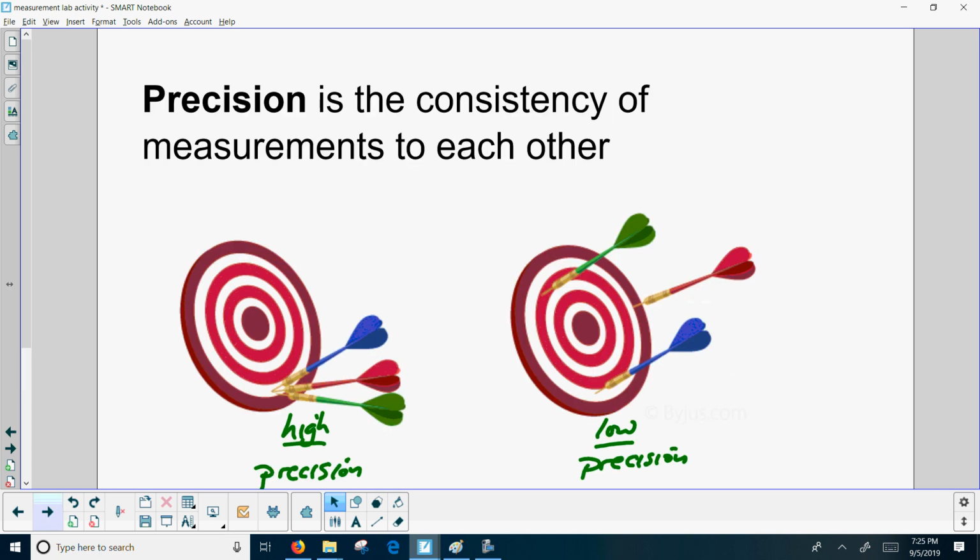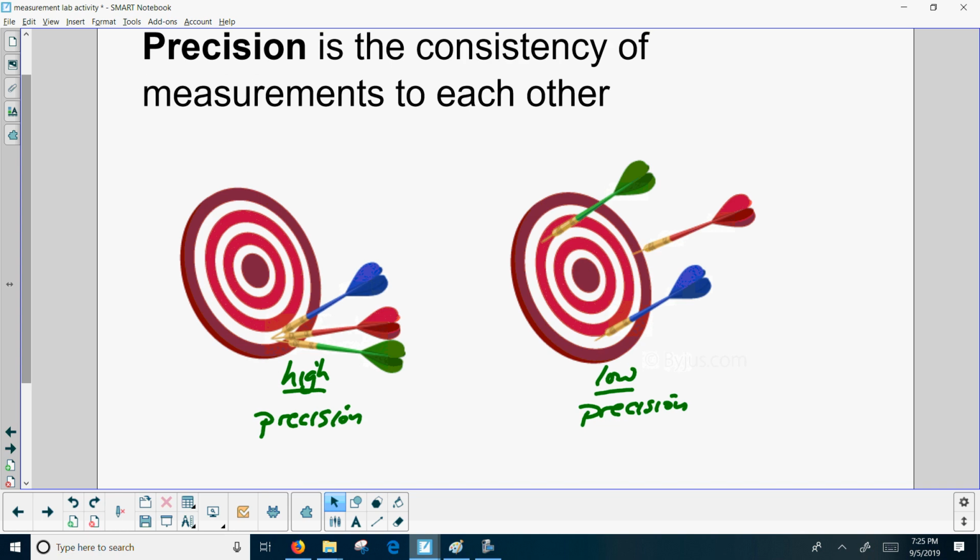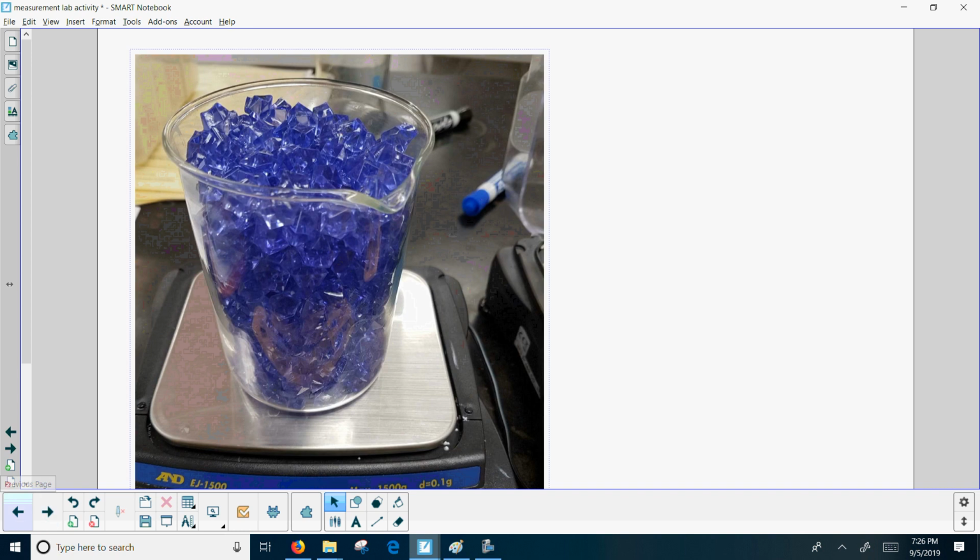We also have precision. This is the consistency of the measurements relative to each other. If you've got high precision, it means that the measurements are really close to each other. They're clustered together. If you've got low precision, the measurements are all over the place. They're not very consistent, and you probably don't have a lot of confidence in those measurements as a result. So we want to have high accuracy and high precision in our measurements as much as we can. This applies to anything. We could be measuring mass, time, whatever quantity it could be.